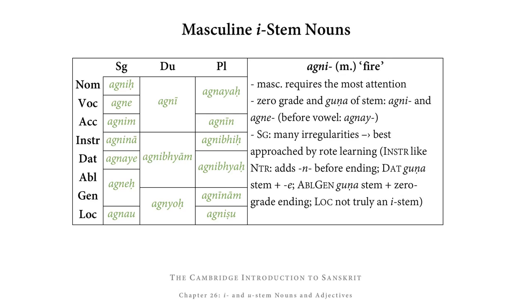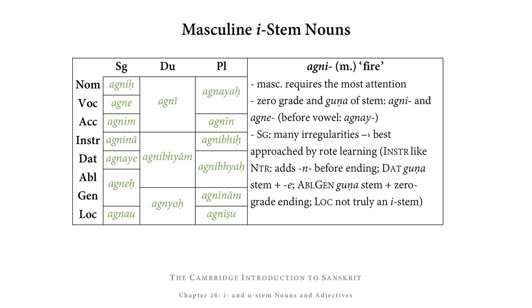And finally, the locative singular is Agnau, and this au has nothing to do with I whatsoever. It's something that we simply need to memorize. So the singular: Agnich, Agne, Agnim, Agnina, Agnaye, Agnech, Agnech, Agnau.